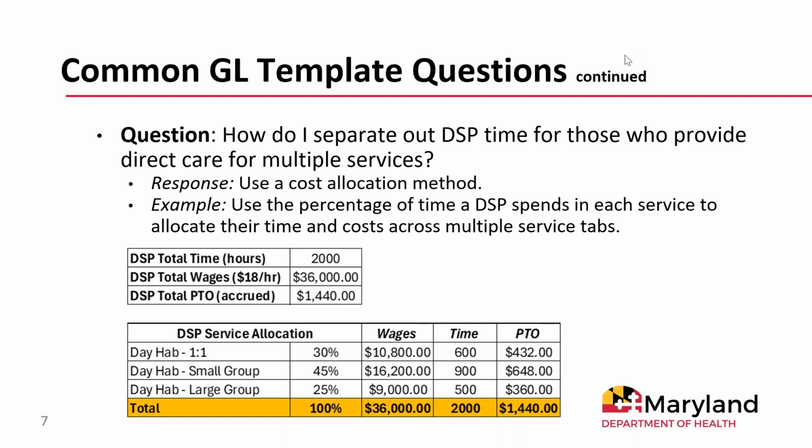And so the wages and the time are based on the percentage or the allocation that they spend with each of those different services. So if you take your total hours and your total wages and your total PTO accrued, you can see that by using a percentage of the time, you can provide the wages and the time and the PTO across each of the different services, based on that percentage of allocation.